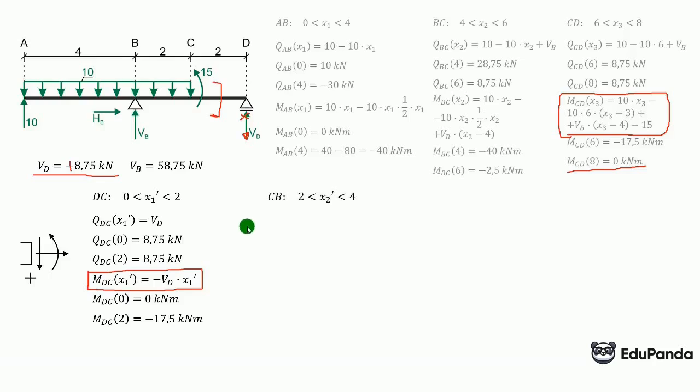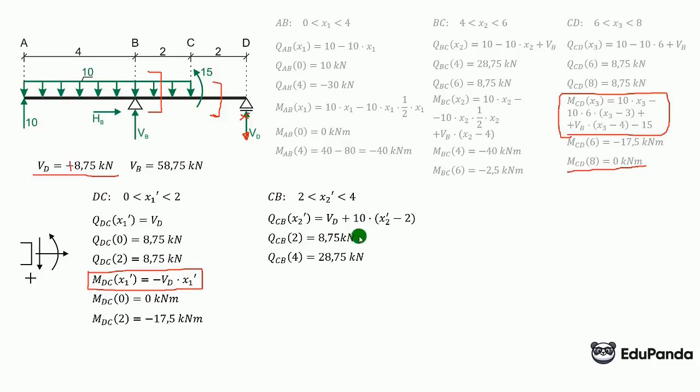Segment CB, which is looking from the right side, from the 2nd to the 4th meter. The shear forces we see in this segment. I will also highlight this cross-section. The reaction VD, which is positive, and the resultant from the continuous load, which is also positive. And the resultant is 10 times the length of the beam on which it lies, and this length is x2 minus 2 meters. And substituting 2 and 4, I get the values.